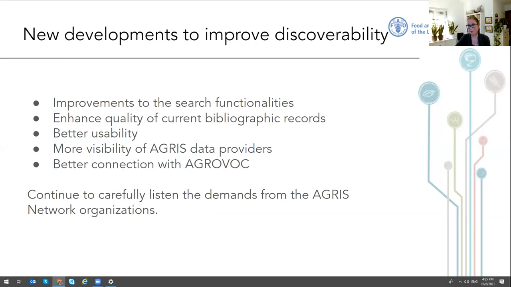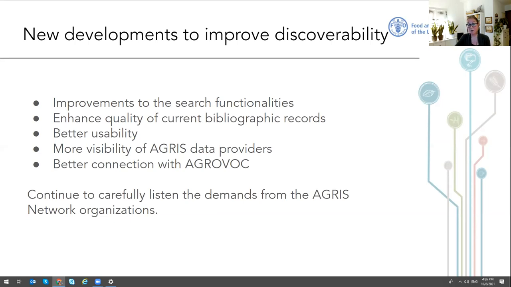So now we have started with language, and that is done. Then we are going to start with the dates, which is really a challenge. And then we are going to continue with type of documents, et cetera, until we have all the repository in good shape. We are also looking for better usability, as I said before. We want to increase the visibility of the AGRIS data providers, and we are working very hard to do so. And actually the statistics have increased quite a lot. From 2020 to 2021, we got 20% more user visits on our AGRIS website than in the past year.